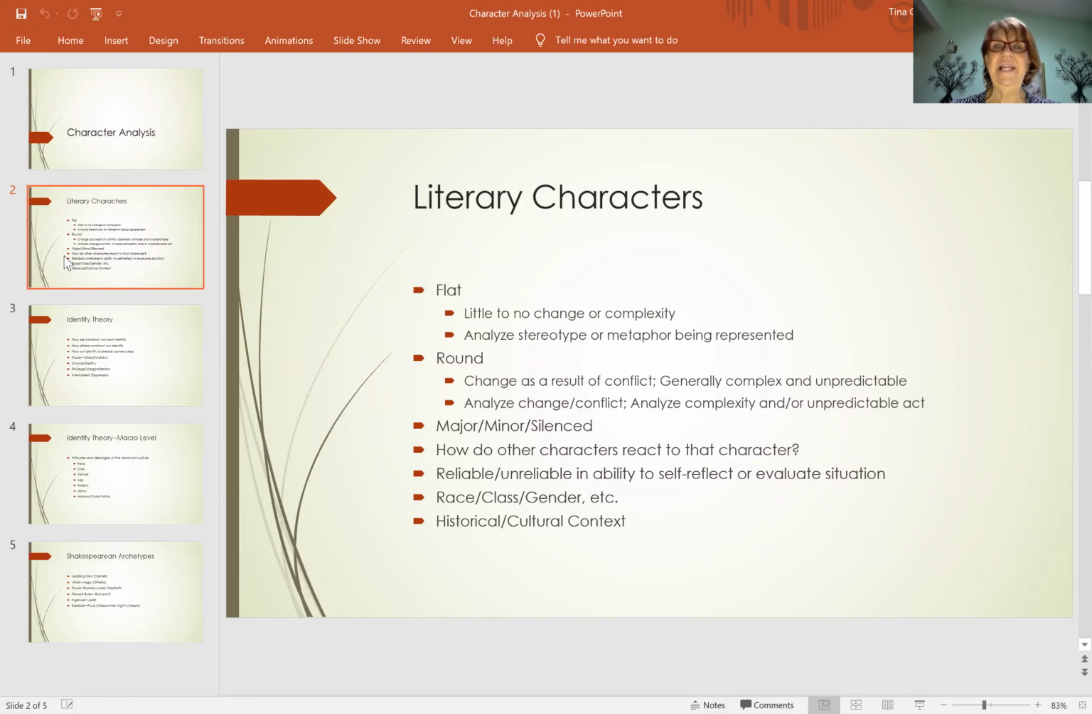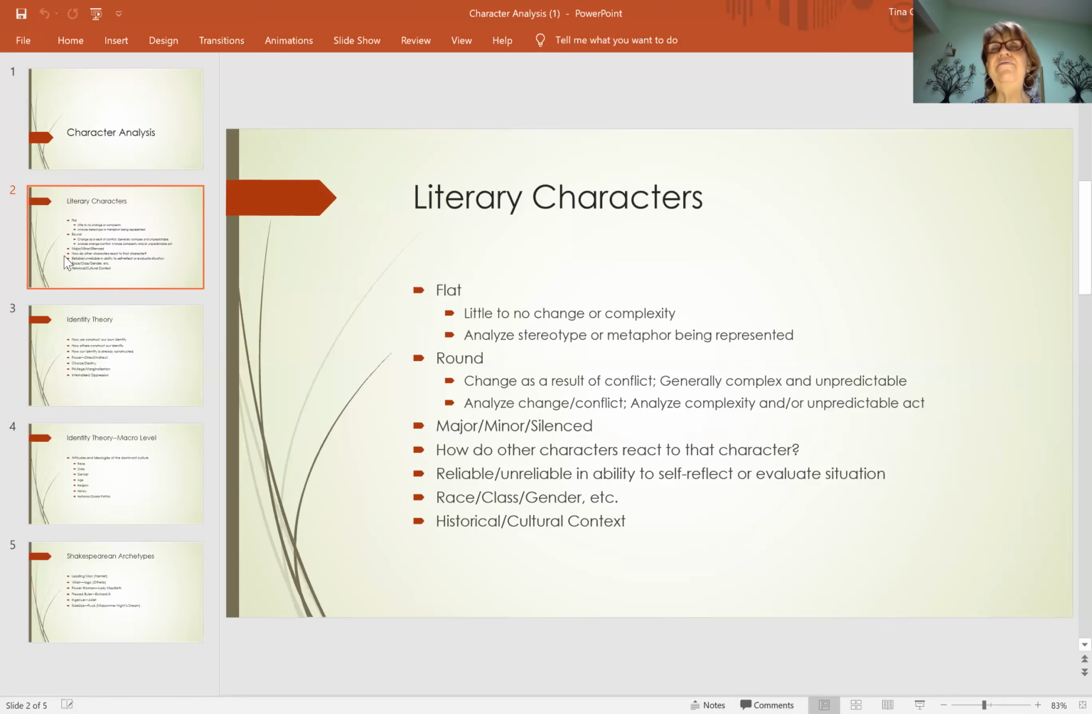Now, if I were in class with you right now, I would say how many of you have heard of this before. Maybe you've heard of it as static or dynamic. It's essentially the same thing. What we have is a continuum where we have a flat character, and a flat character generally has no change. Okay, there's no change in that character from the beginning to the end of the play or the piece of literature or whatever it is that you're reading.